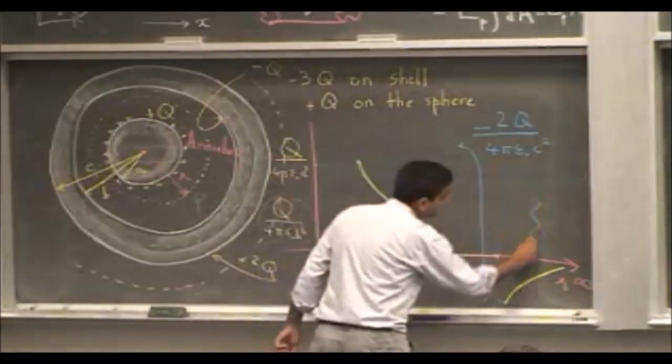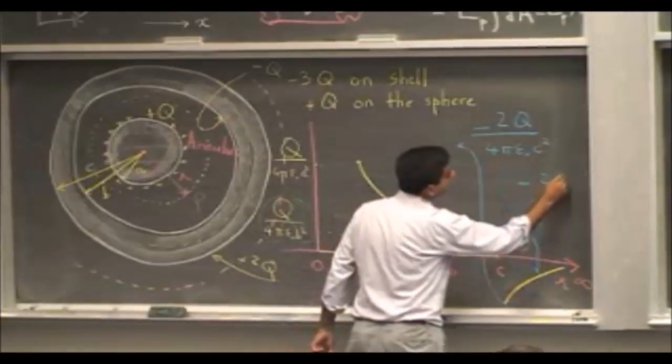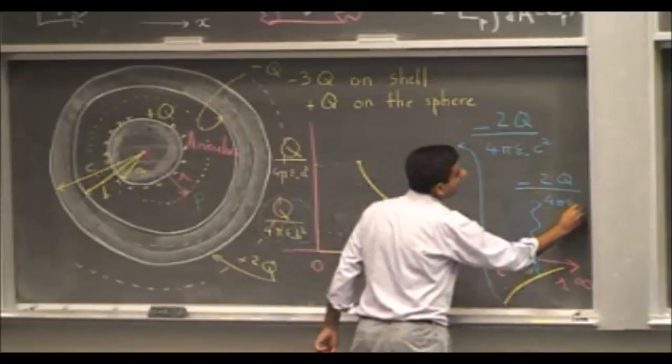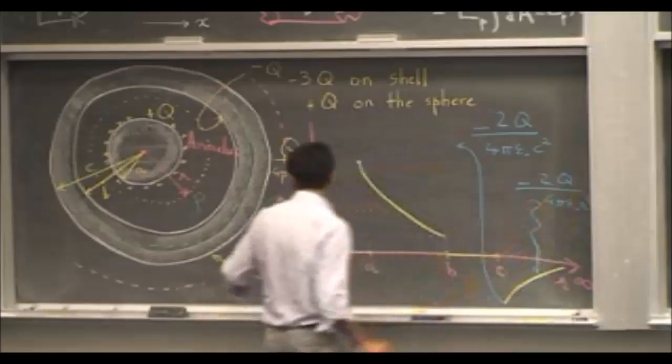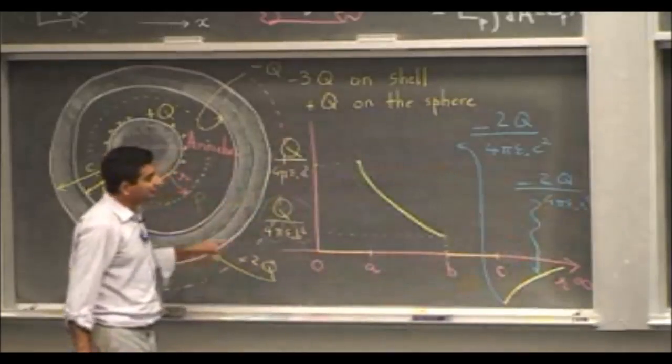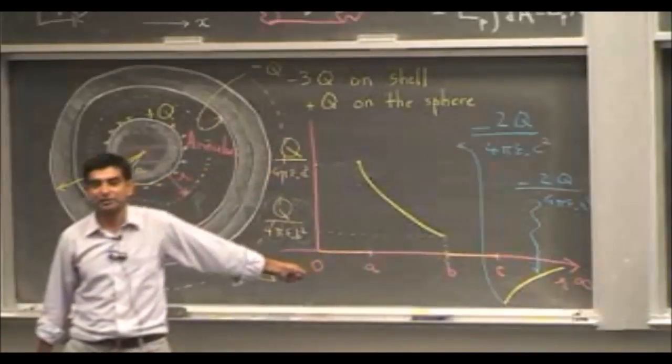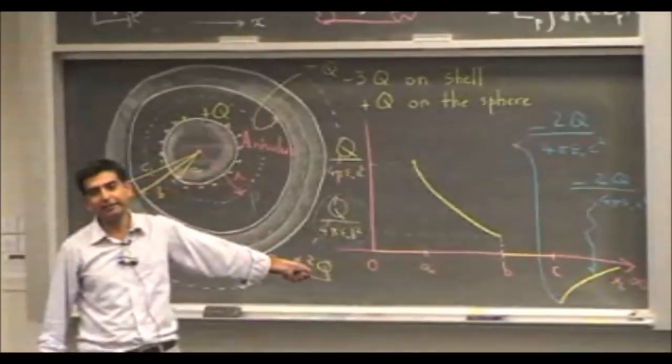So the electric field here is minus 2q over 4 pi epsilon naught r square, where r is greater than c. So this is how the electric field will vary for this problem, and this is the kind of questions you'll get in the homework and in the quiz next week.